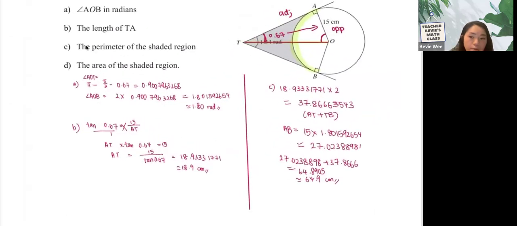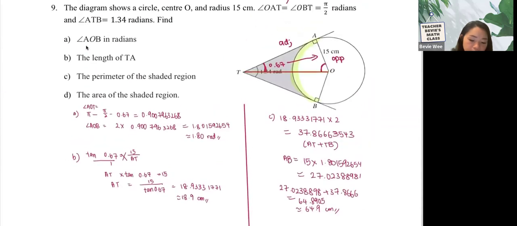Okay, and finally, I want the area of the shaded region. Shaded region, how to find? We can look at it in a triangle first. I'll look at triangle ATO. How to find the area of ATO, the whole triangle?